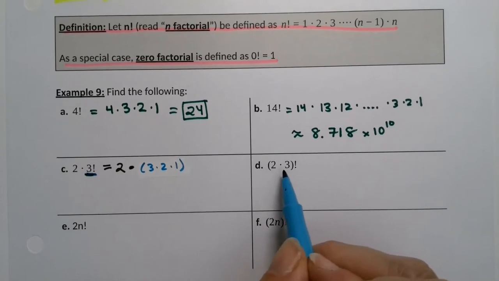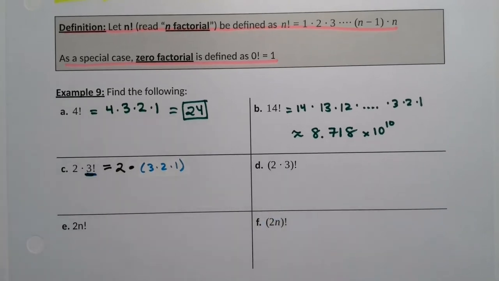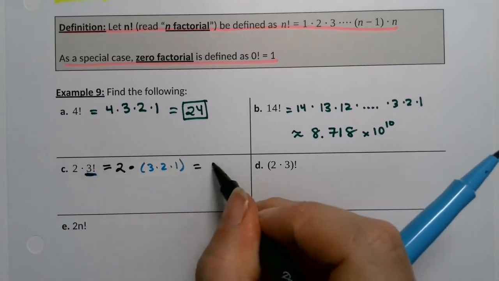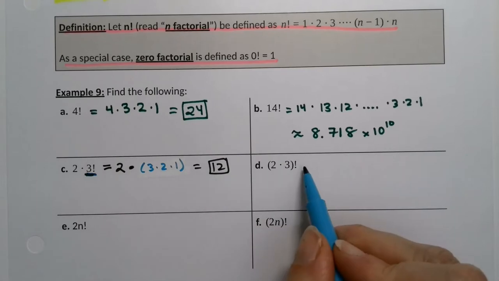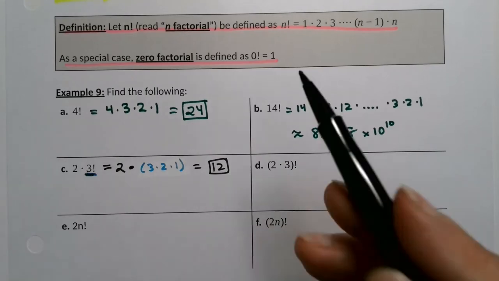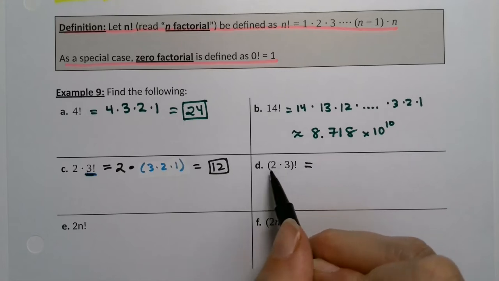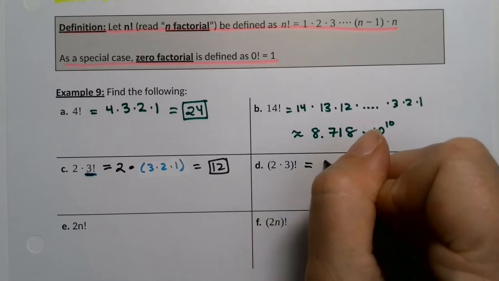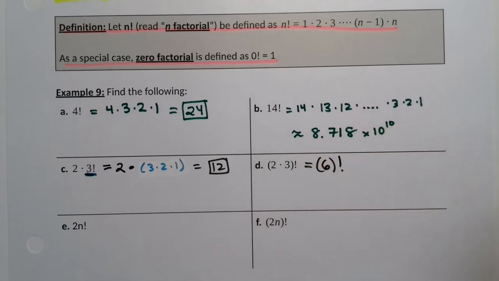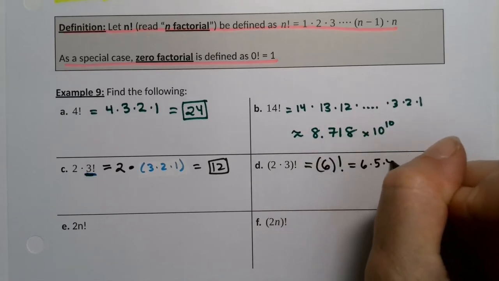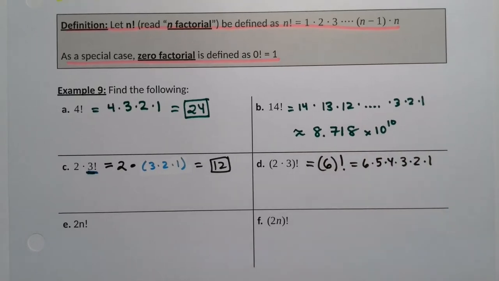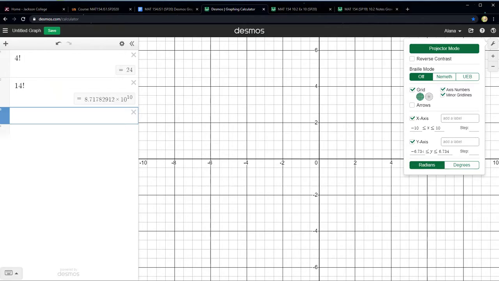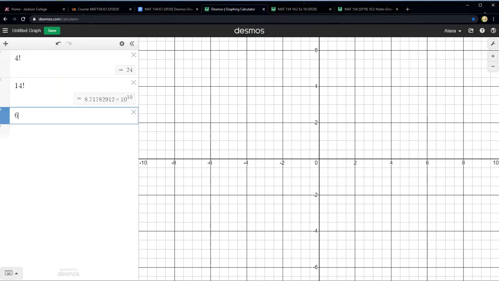As opposed to this, where the parentheses group together. This is 12, right? 4 times 3 is 12. But this one is not. This one's much larger because of that parentheses, it's grouped together. 2 times 3 is 6. So this is 6 factorial, which is 6 times 5 times 4 times 3 times 2 times 1. Which, of course, I could find with Desmos, although it's 30 times 24. But I can just type it in, and the computer will tell me it's 720.